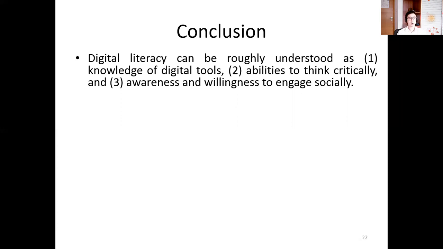Number 3, awareness and willingness to engage socially. Students need to develop an awareness to engage with others on the internet or in an online community, how to relate to others.